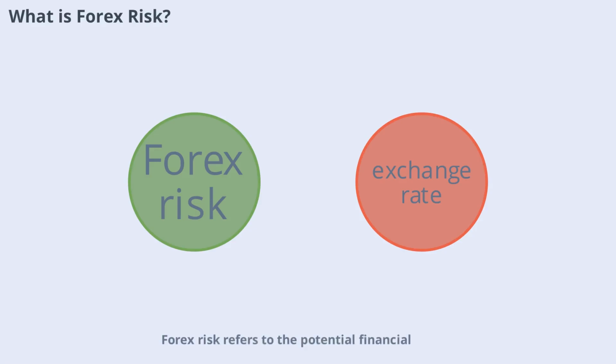Forex risk refers to the potential financial loss that arises when exchange rates move unfavorably. This risk affects businesses, investors, and even travelers who deal with foreign currencies. For example, if a company earns revenue in euros but reports profits in dollars, a sudden change in the euro-dollar exchange rate can impact its bottom line. Understanding the nature of Forex risk is the first step toward managing it. Throughout this video, we'll delve into the specific types of exposure and how they can influence financial outcomes.